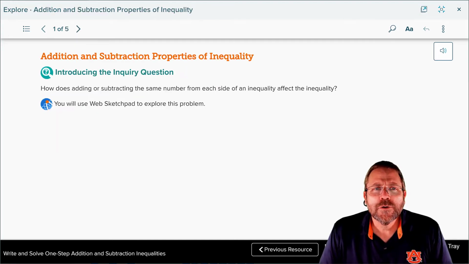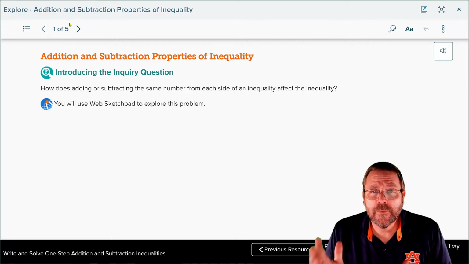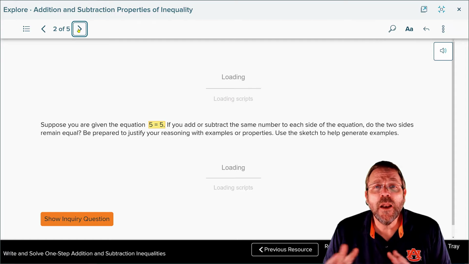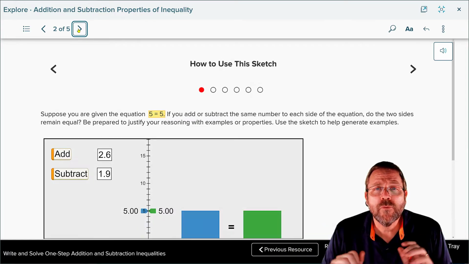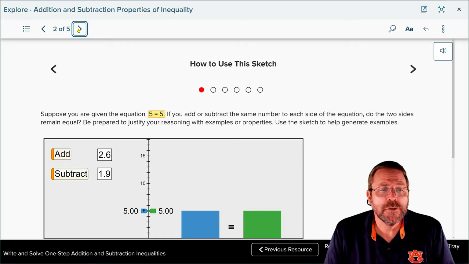Now our inquiry question asks, how does adding or subtracting the same number from each side of an inequality affect the inequality? It doesn't. It's going to be the same as it was before. The sign doesn't change direction. Nothing changes direction. Everything stays the same except for the values totaled on each side.